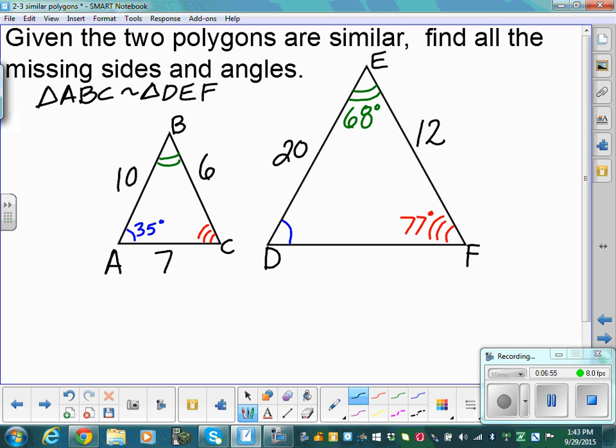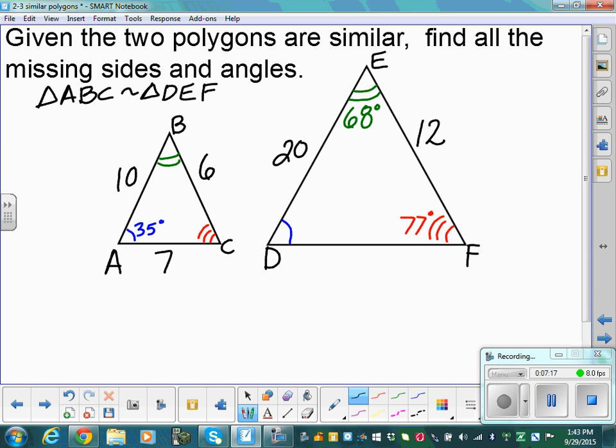It might be more beneficial for you to not try to take notes on this one, but just to watch. Okay? So here it says, given the 2 polygons are similar, so this time we're given that they're similar, find all the missing sides and all the missing angles. So notice I have this small triangle, I have this large triangle. We're told that they're similar.